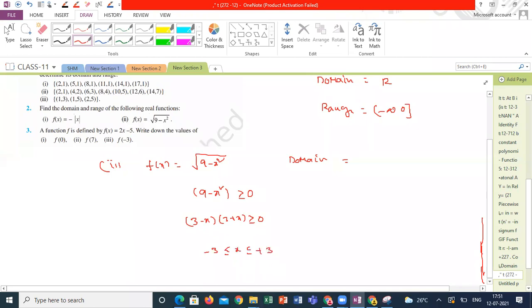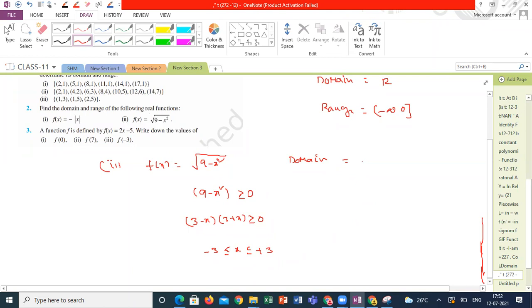Am I right or wrong? Yes, sir. If you take any value less than minus 3, the whole expression will become negative. If you take any value greater than 3, that also will become negative. So what is the domain? What are the inputs of the x values? 0 to 3.